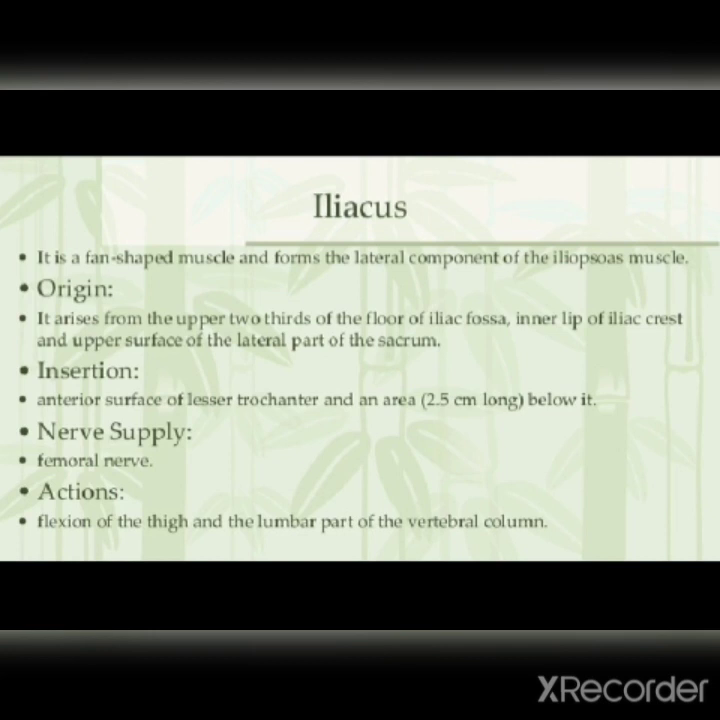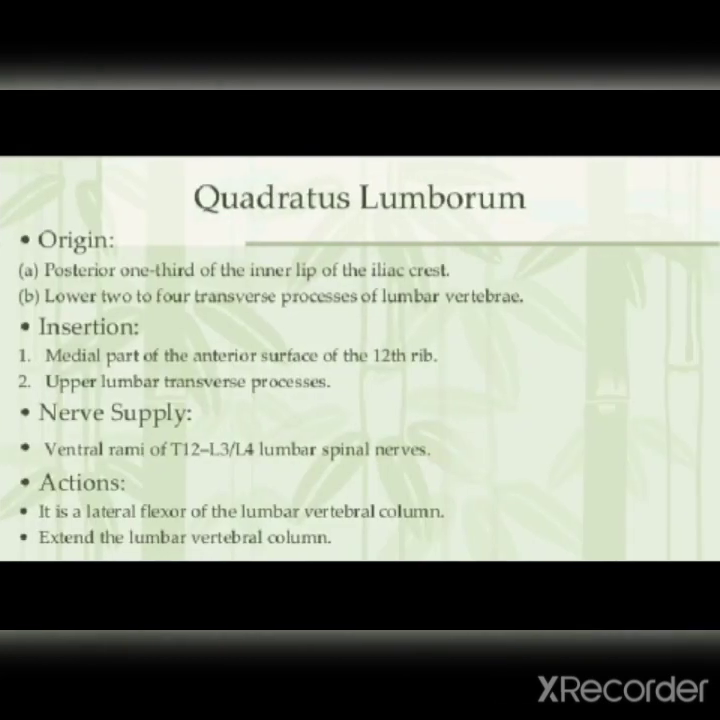Now, the next is the quadratus lumborum. This is a very important muscle for physios, because back pain is related to the quadratus lumborum. Many causes of back pain are because of this tight quadratus lumborum. So you must know the origin, insertion, nerve supply and action, and the procedure to release the quadratus lumborum. We will learn all these things in the next classes next year.